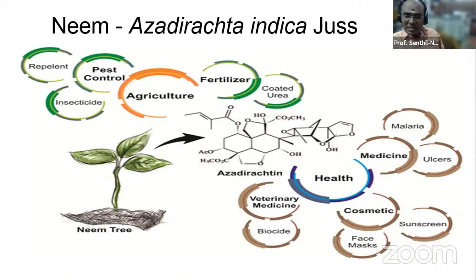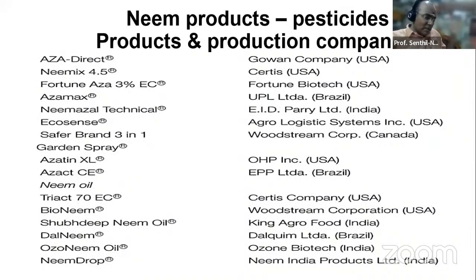And there are several health points of view, especially in veterinary medicine, cosmetics, and medicine, that are also controlling malaria, that means Plasmodium vivax, and also mouth ulcer, and vice versa. So there are more than 100 products developed from the neem, which particularly emphasize the pesticidal compound.